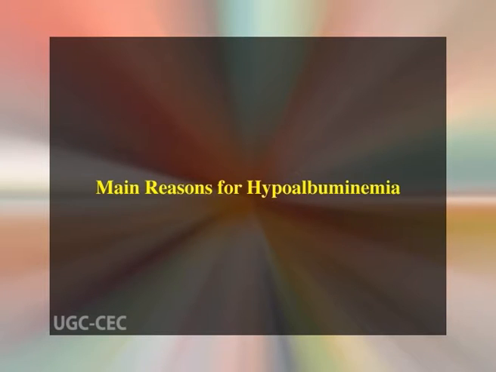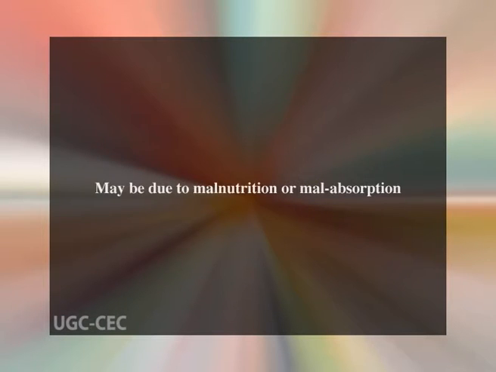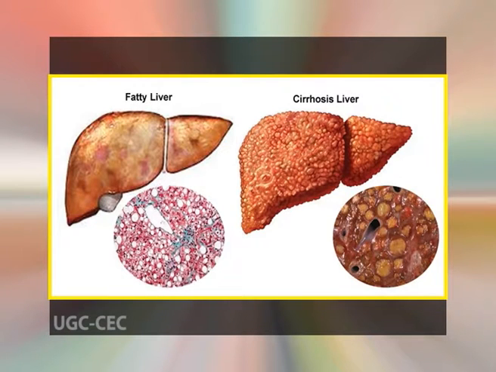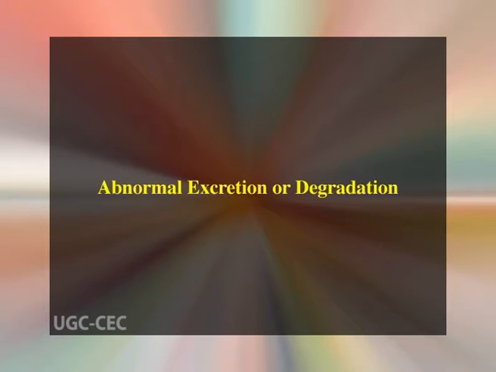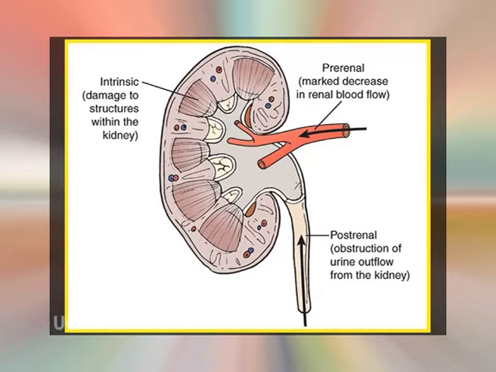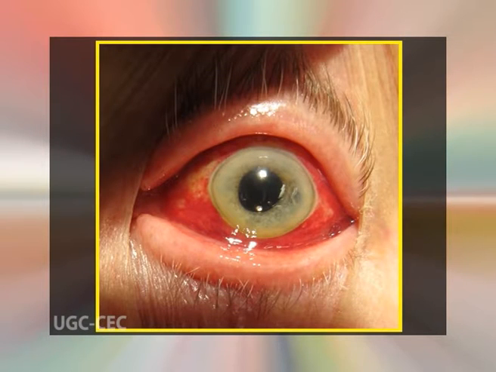Now the main reasons for hypoalbuminemia. Decreased synthesis may be due to malnutrition or malabsorption. It may be a feature of advanced liver disease. Abnormal distribution or dilution may be induced by overhydration. It may be caused by increased capillary permeability as occurs in septicemia. Abnormal excretion or degradation may be caused by nephrotic syndrome, protein-losing enteropathies, burns, hemorrhage, and catabolic states.